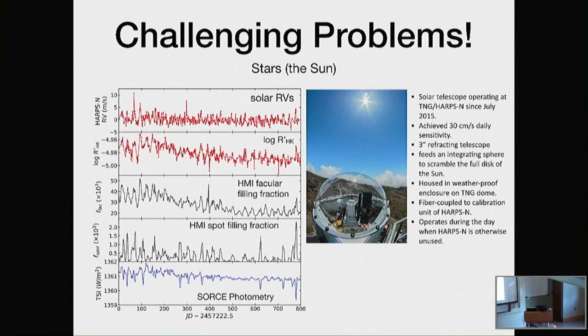Here you can see up at the top is a couple years of data of solar radial velocities after subtracting off the right answer, of course. And you can see there's about a meter a second worth of noise. And that's not instrument noise. That's not photon noise. That's the sun being miserable. And the sun is about the quietest star there is.